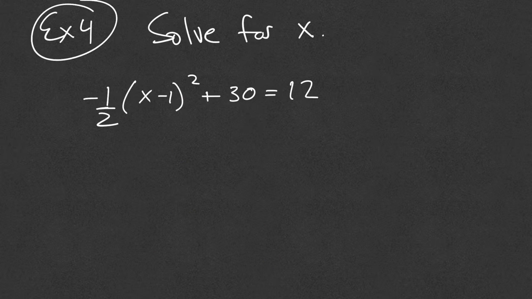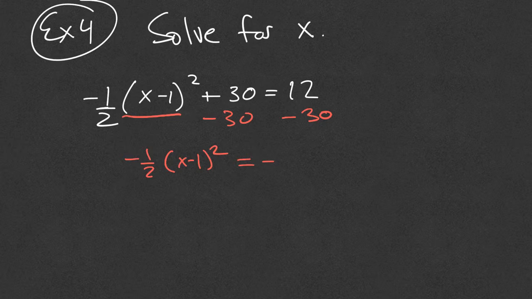For example 4, I have another situation that I recognize. I have a binomial squared. I can solve this with square roots. Just like, or very similar to, the last problem, I want to get the squared piece alone. So in order to do that, I'm going to start by subtracting 30 from both sides. You have to subtract before you divide or multiply. So I get negative 1/2 times (x minus 1) squared equals, that's negative 18.